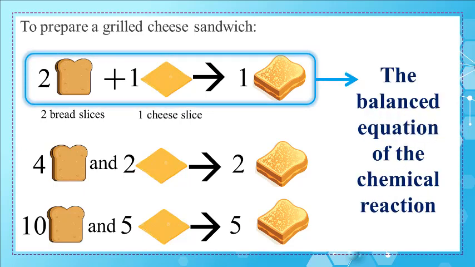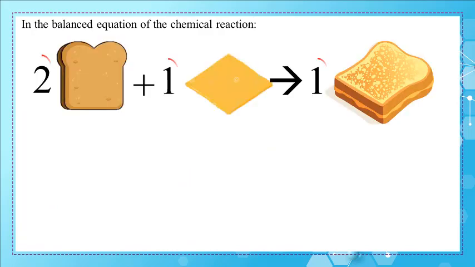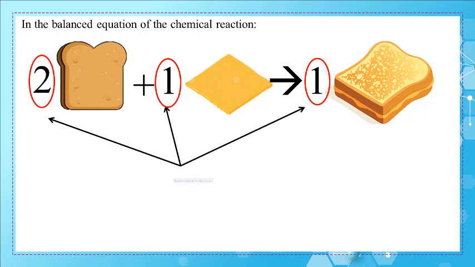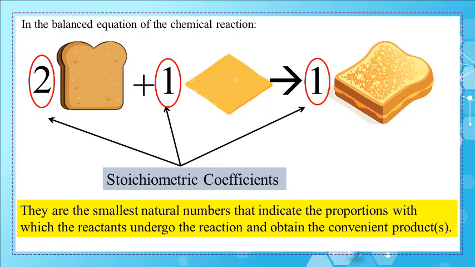This equation is called the balanced equation of the chemical reaction. In the balanced equation of the chemical reaction, the numbers 2, 1, and 1 are called stoichiometric coefficients. The stoichiometric coefficients are the smallest natural numbers that indicate the proportions with which the reactants undergo the reaction and obtain the convenient products.